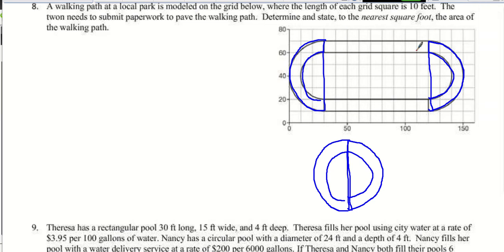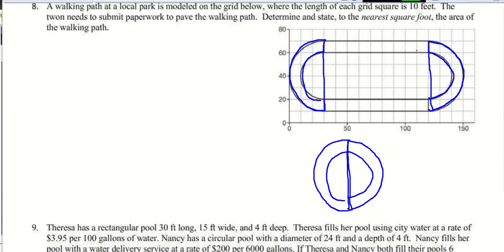If I'm trying to figure out the area, that's what it says. So the local path is modeled below. Each grid is 10 feet. The town needs to submit paperwork to have the walking path paved and how many square feet is the area of the path. So we're trying to figure out the area of this part right here.